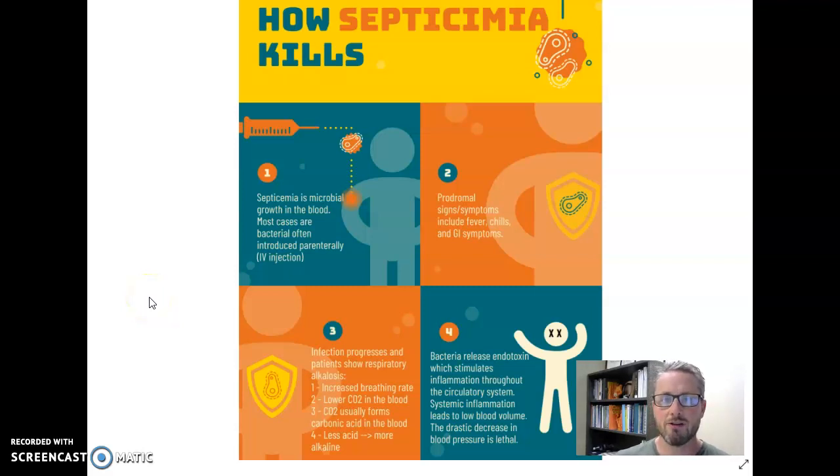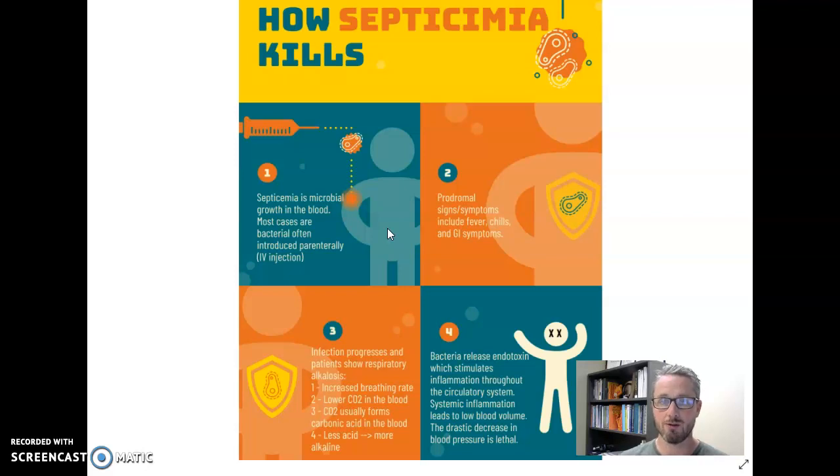All right, let's spend a minute or two thinking about how a very specific infection, septicemia, often leads to death. So, septicemia is any microbial growth in the blood. Most cases of septicemia are bacterial. I think like 10% end up being fungus. And they're often introduced parenterally, meaning that an IV injection introduces the bacteria into the bloodstream.